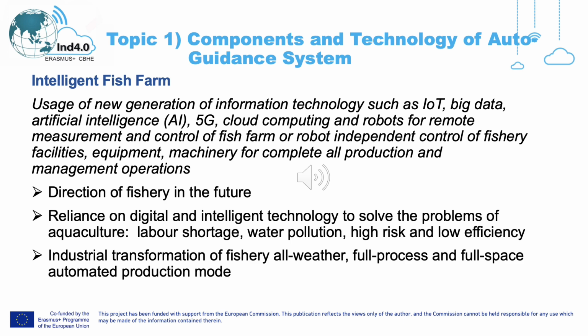Finally, intelligent fish farms rely on digital and intelligent technology to solve the problems of aquaculture, labor shortage, water pollution, high risk and low efficiency. It is the industrial transformation of fishery production mode and the development direction of fishery in future.